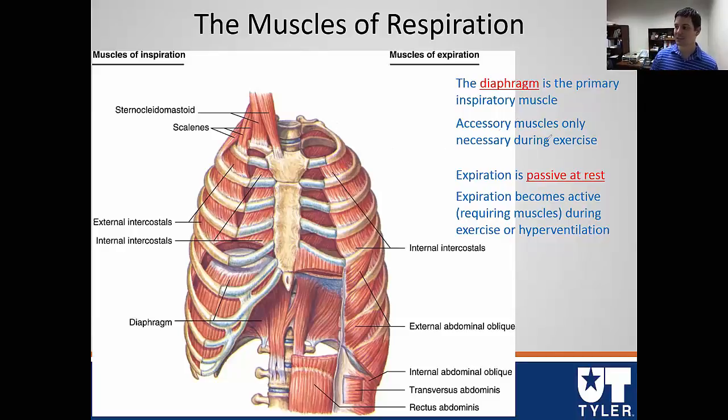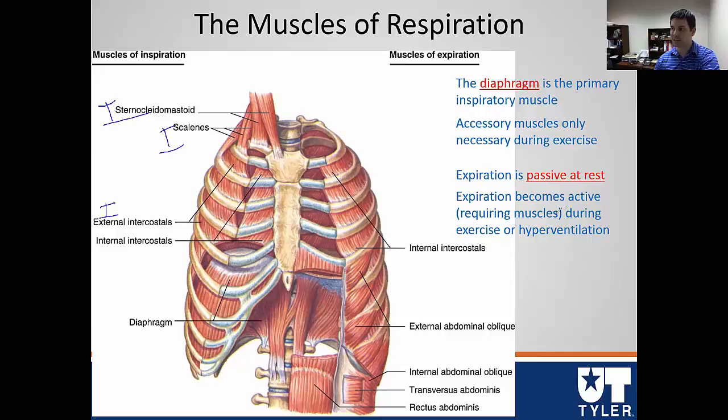So first, we have accessory muscles during exercise. The accessory muscles for inspiration include the external intercostals. It also includes the scalene muscles and the sternocleidomastoid. So these are muscles that are going to contract to help expand the ribs even more in order to increase bulk flow and increase blood gas exchange to get more oxygen in and more CO2 out.